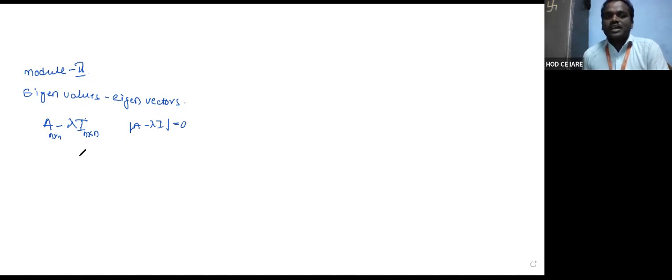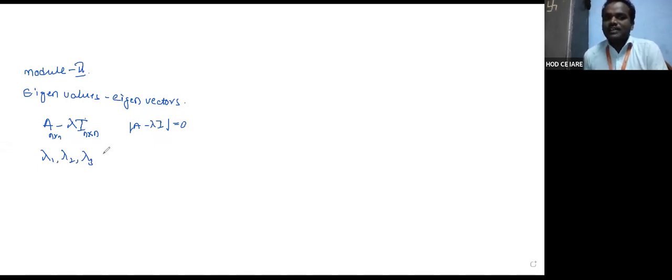On simplifying the characteristic equation, you get some values like lambda 1, lambda 2, lambda 3, according to the order of the characteristic equation. If it is order 3, you get 3 roots. If it is 4, you get 4 eigenvalues. If it is 2, you get only 2 roots. The number of eigenvalues equals the order of the characteristic equation.